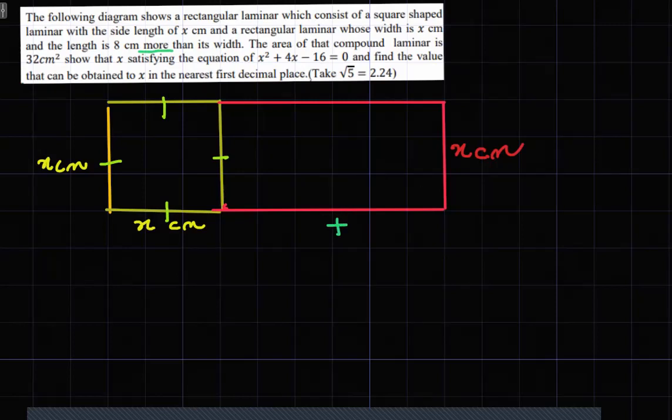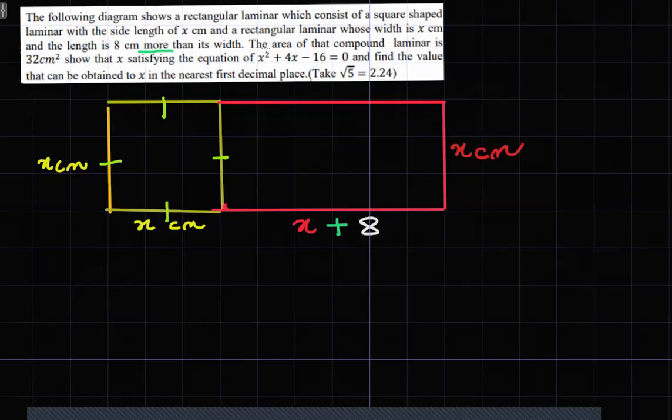8 more, so you put an 8. 8 more than what? The length is 8 centimeters more than its width. So what's the width? That is x. So what should be the length of this red rectangle? It's x plus 8.